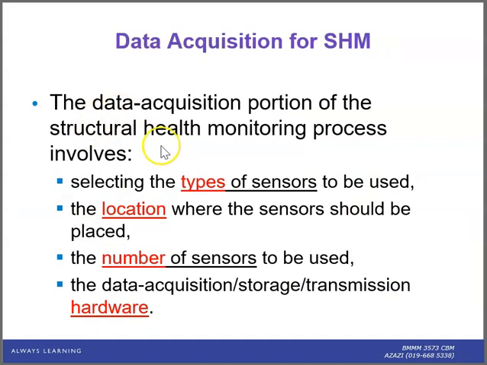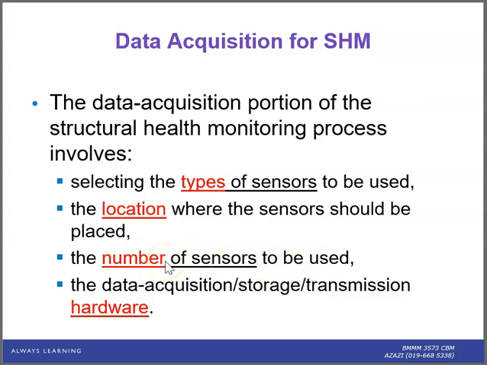Okay, and next is data acquisition for SHM, or DAQ for SHM. The data acquisition portion of the structural health monitoring process involves selecting the type of sensors, either electronic type or piezo-based type, etc. And the location where the sensor should be placed. Normally, sensors should be placed on the direct surface that involves vibration. And the third, the number of sensors to be used.